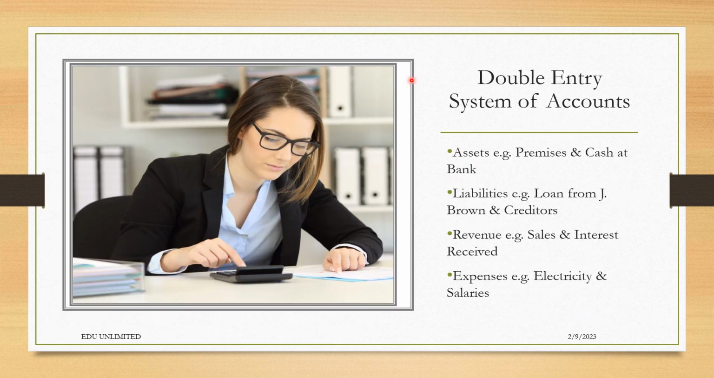As we continue to lay the foundation for the double entry system of accounts, examples of assets are premises, cash at bank, cash in hand, and stock. Examples of liabilities are loan from J. Brown and creditors. Examples of revenue are sales and interest received. Examples of expenses are electricity, salaries, wages.